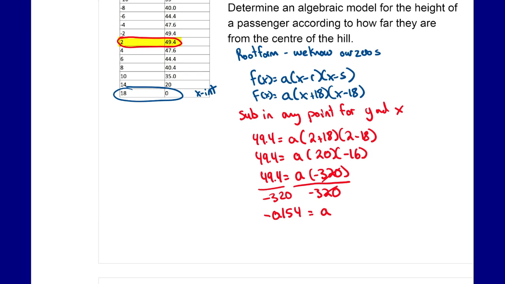Now that I have my a value, now I can go back and write out my full function. f at x is equal to negative 0.154 times x plus 18 times x minus 18. And that is our completed function. So again, it's the same idea as the other examples that we did, just finding out whether it's root form or vertex form we're going to use, plugging in a point to find a, or solving for a.